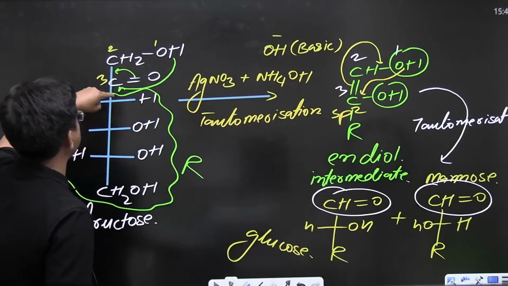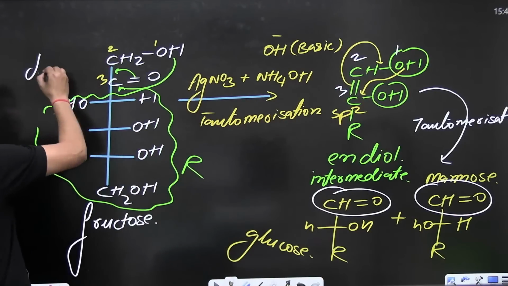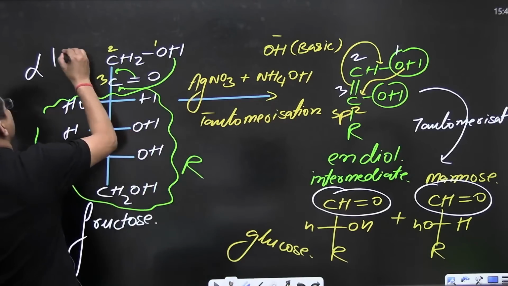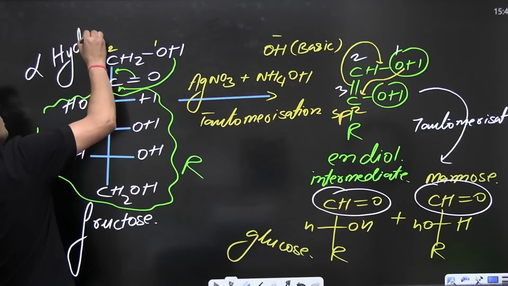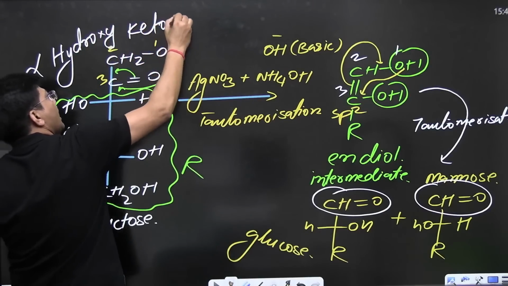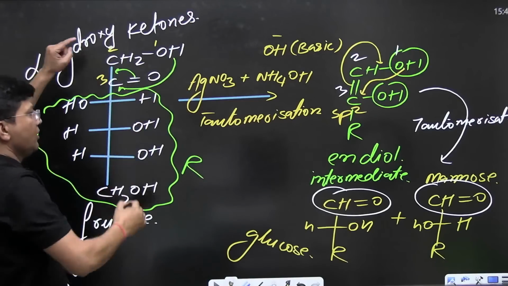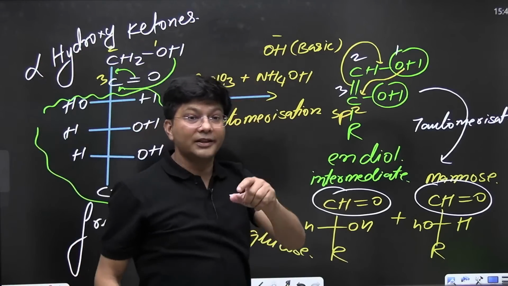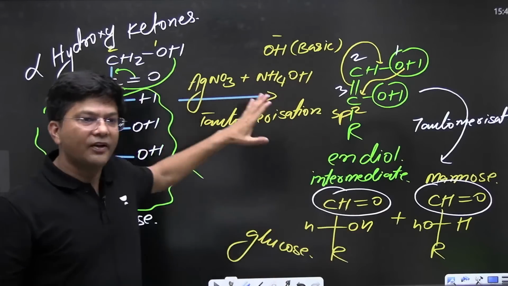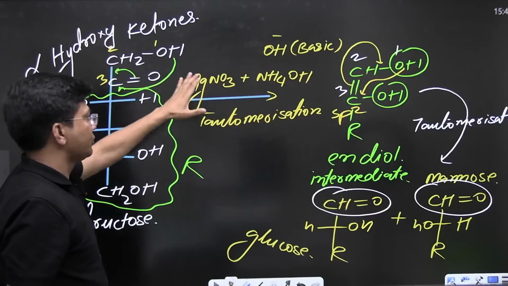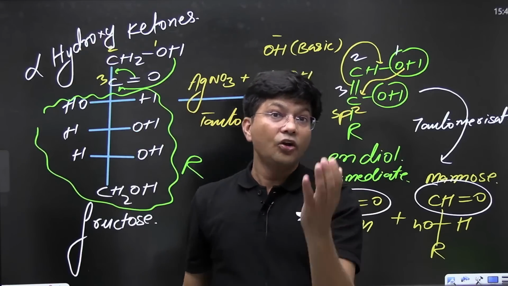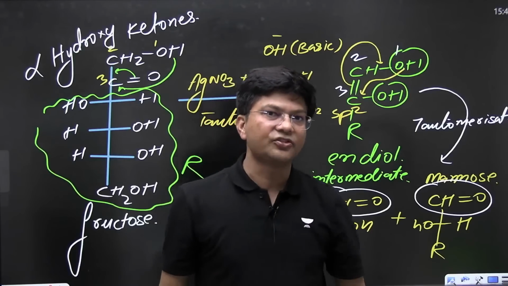Now further we will say all alpha hydroxy ketones, whatever alpha hydroxy ketones we are having, all alpha hydroxy ketones of this world will give Tollens test. Not only fructose, whatever alpha hydroxy ketones are there, they are going to give Tollens test, and this rearrangement is known as Lobry de Bruyn van Ekenstein rearrangement.